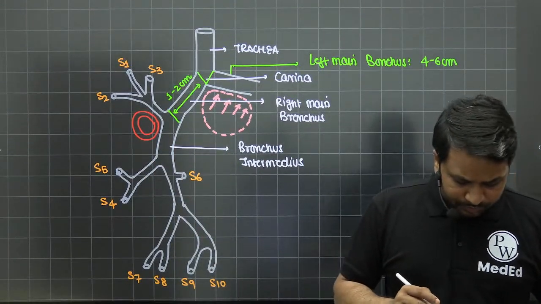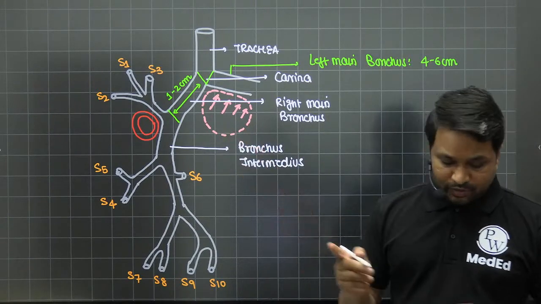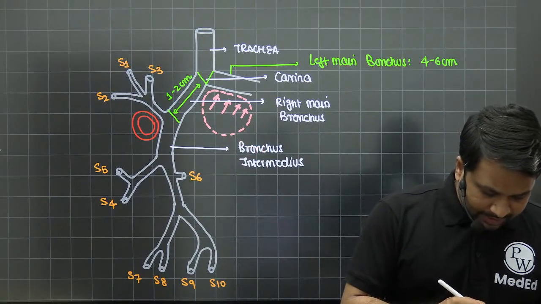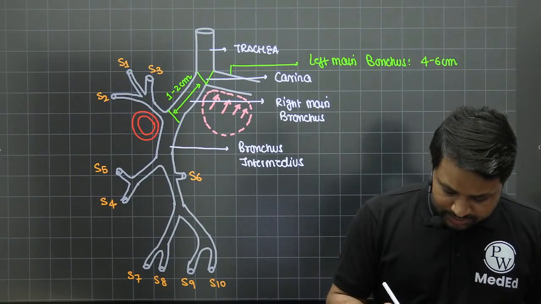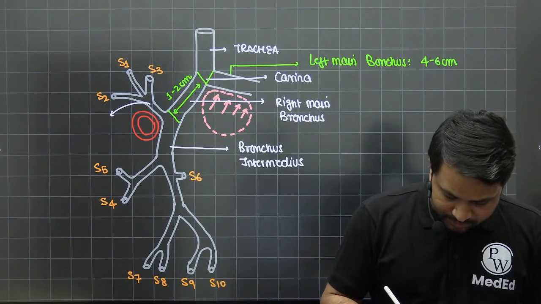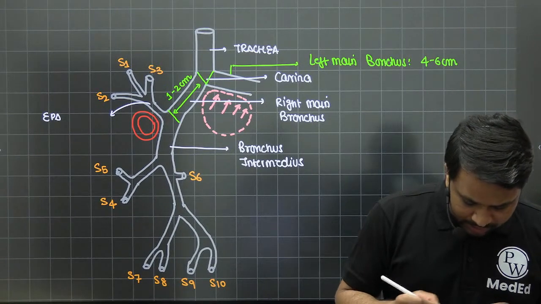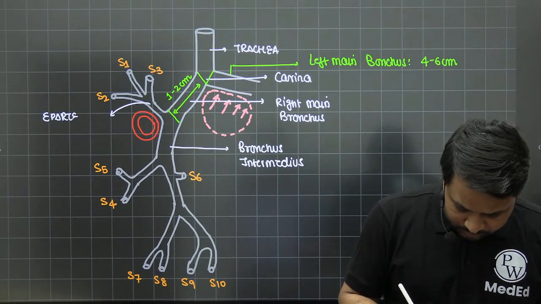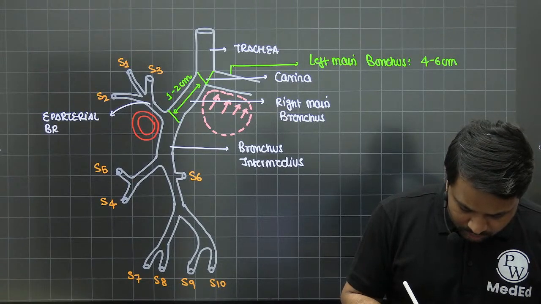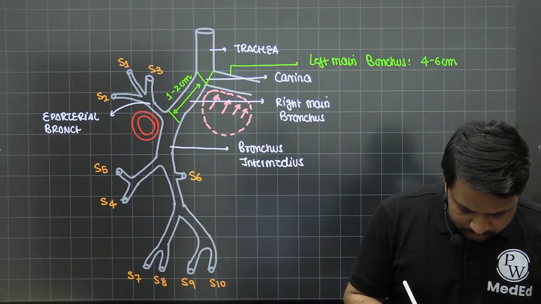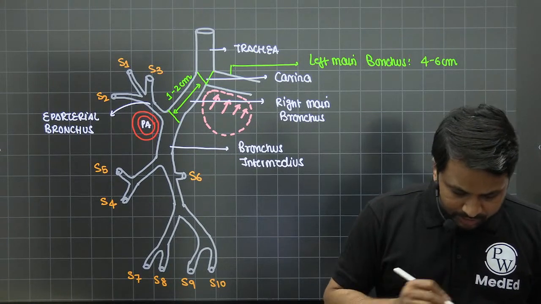Now, coming back to this discussion that we are having, this is the location of the pulmonary artery. Now you can see that the bronchus is above the pulmonary artery. This bronchus which is above it, this is what we call the eparterial bronchus. Epa means above the pulmonary artery. So this is your pulmonary artery.